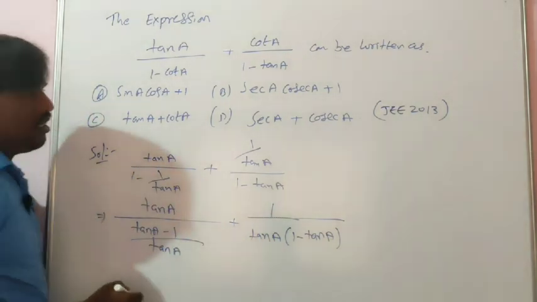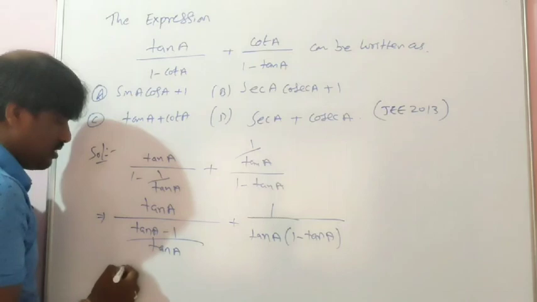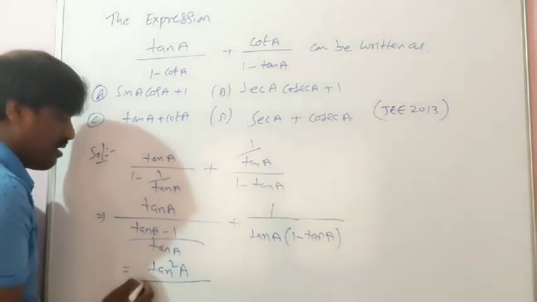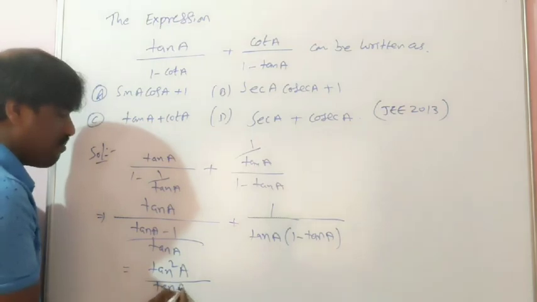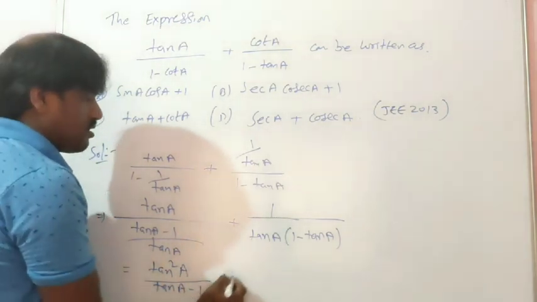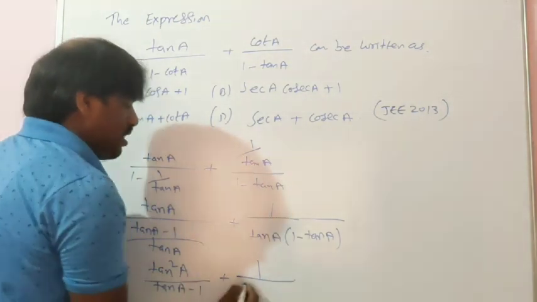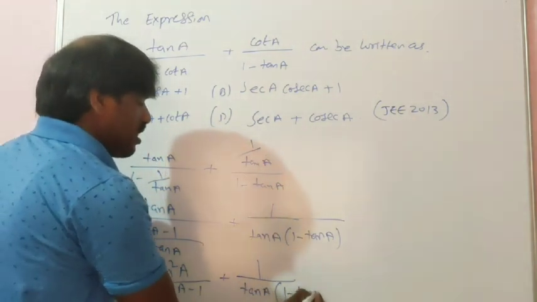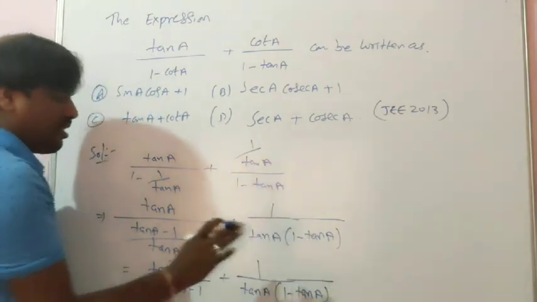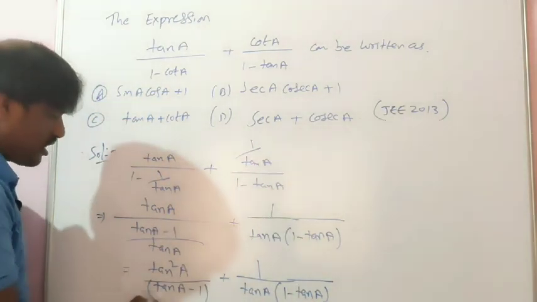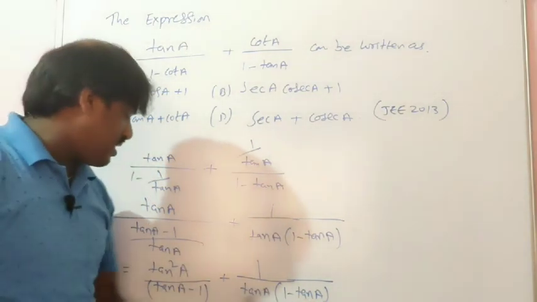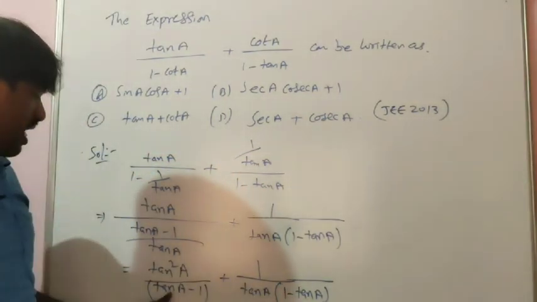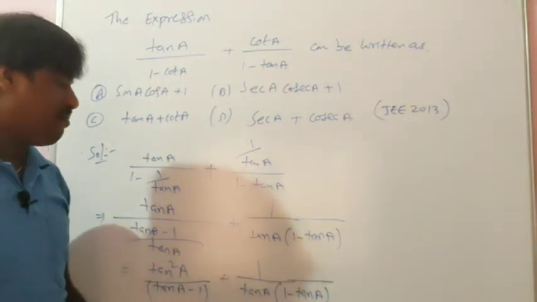Taking the reciprocal, tan A into tan A gives tan square A. So in this step I get tan square A divided by tan A minus 1, plus 1 upon tan A into 1 minus tan A. This is exactly what I wrote. If you look at this, the denominator here is 1 minus tan A, and here you have tan A minus 1.